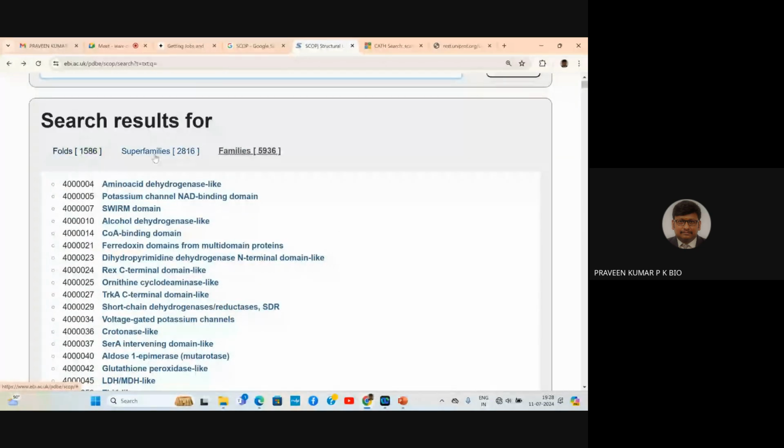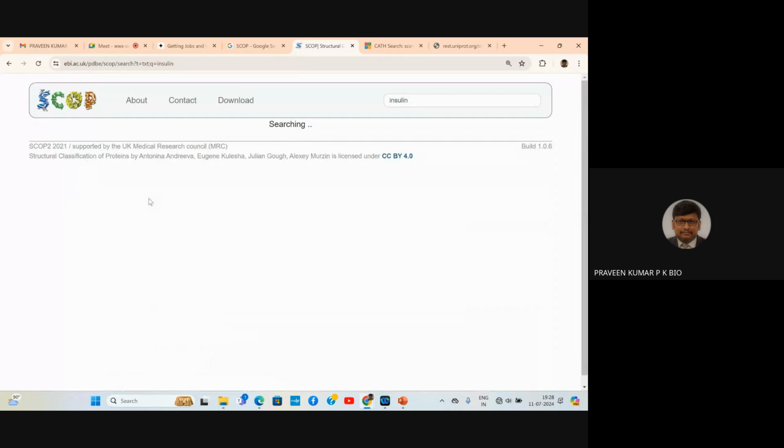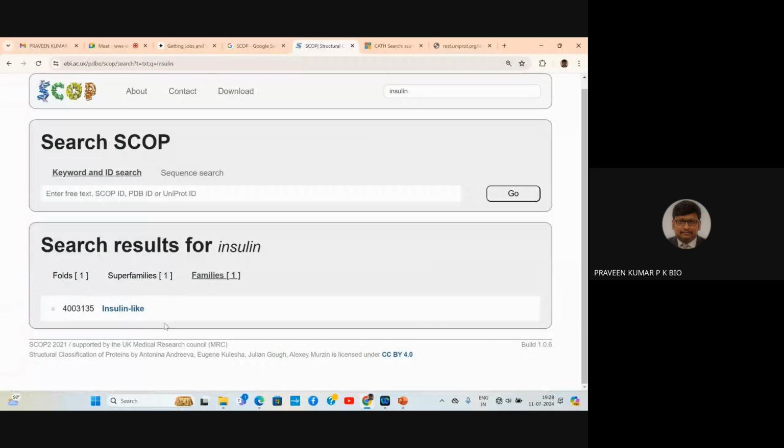Nearly 1,586 folds, superfamilies, and families are shown. You can give any protein and look through it. So I just typed insulin. What are the insulin-related proteins? You can find this many entries. It's slowly loading. Okay, only one fold I got.